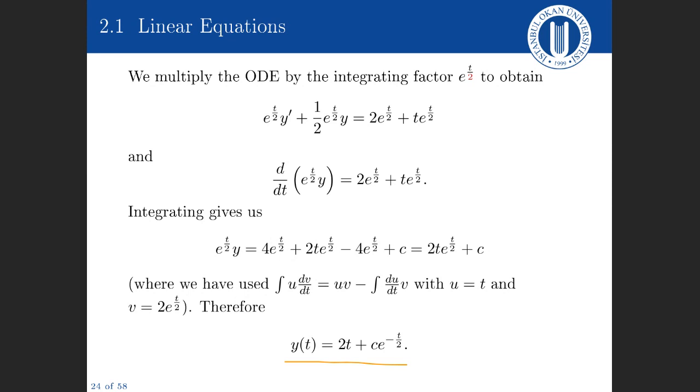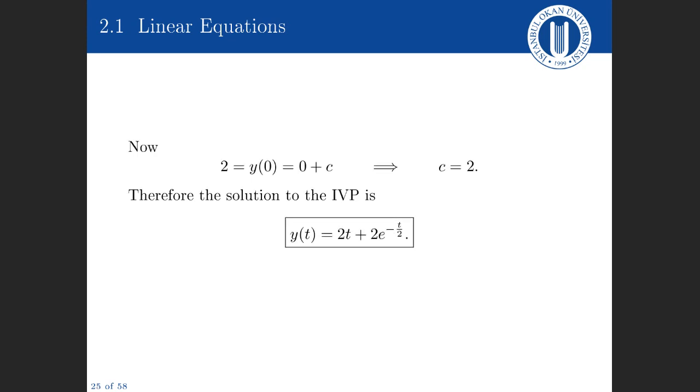To finish this problem, we need to choose the correct constant c. I want y(0) to be equal to 2, but if we put 0 into our solution, we just get 0 plus c. So clearly, c must be equal to 2. So the solution to this initial value problem must be y is equal to 2t plus 2e to the power minus t over 2.